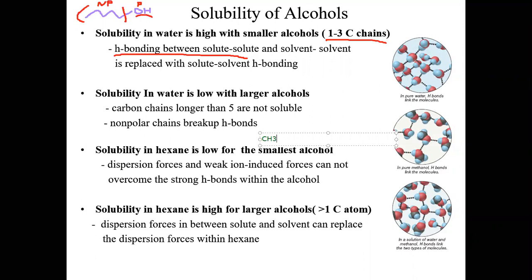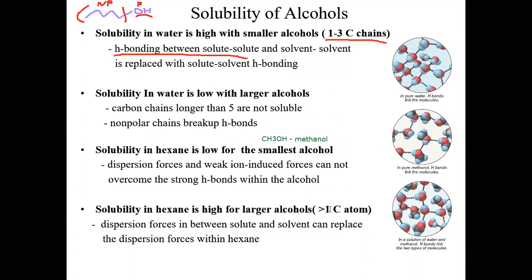between the weak dispersion forces and the hydrogen bonding. The individual forces cannot overcome the strong hydrogen bonding within the alcohol. So methanol is not very soluble in hexane because again the solute-solute interactions are stronger than the solute-solvent interactions. So methanol does not dissolve in hexane because hydrogen bonding is very strong in methanol.